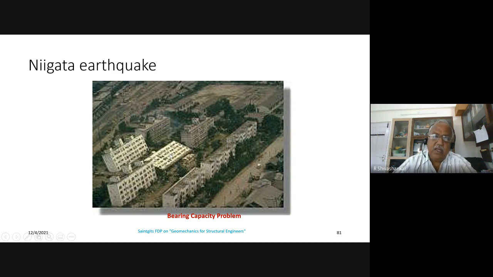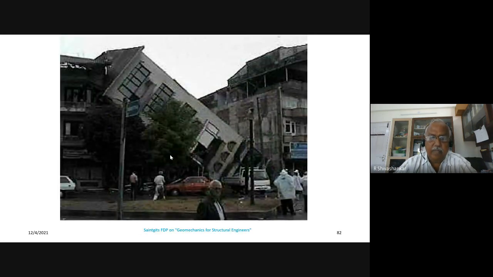In this case, there is no liquefaction everywhere. Only some pockets got liquefied and buildings tilted, but not a single window glass pane was broken. So this is one type of failure on soft ground, on liquefiable grounds.